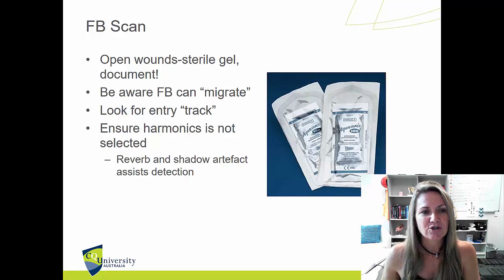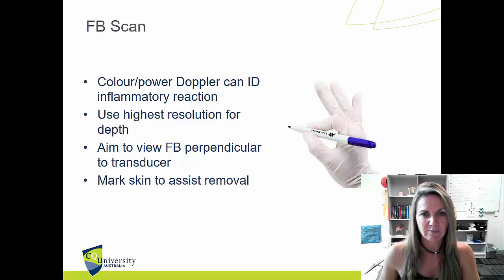Why do we not have harmonics on? Hopefully you can all remember your physics, that we use harmonics if we're looking at anechoic structures or anything that's fluid-filled particularly. We also use harmonics to get rid of artifact. With foreign bodies, sometimes they're so small that we need to use the artifact to help guide us to where they are. So we do want reverb and shadow artifact so that we can see where the foreign body might be. So certainly never put the harmonics on, no matter what you think.